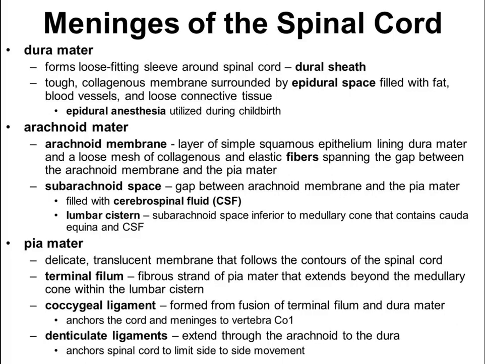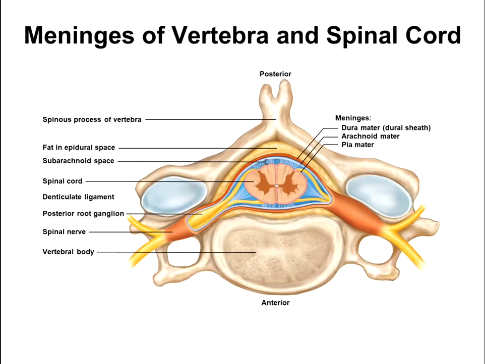This anchors the spinal cord to limit your side-to-side movement. You don't want your spinal cord moving around per se. Here is a picture showing you everything I just mentioned. So you have the bone, and then within the bone you have all these different meninges, and within that you have the spinal cord. So you have all these meninges basically to protect the cord, and then the bone is the overall protector of the meninges and the cord. Makes sense, right?